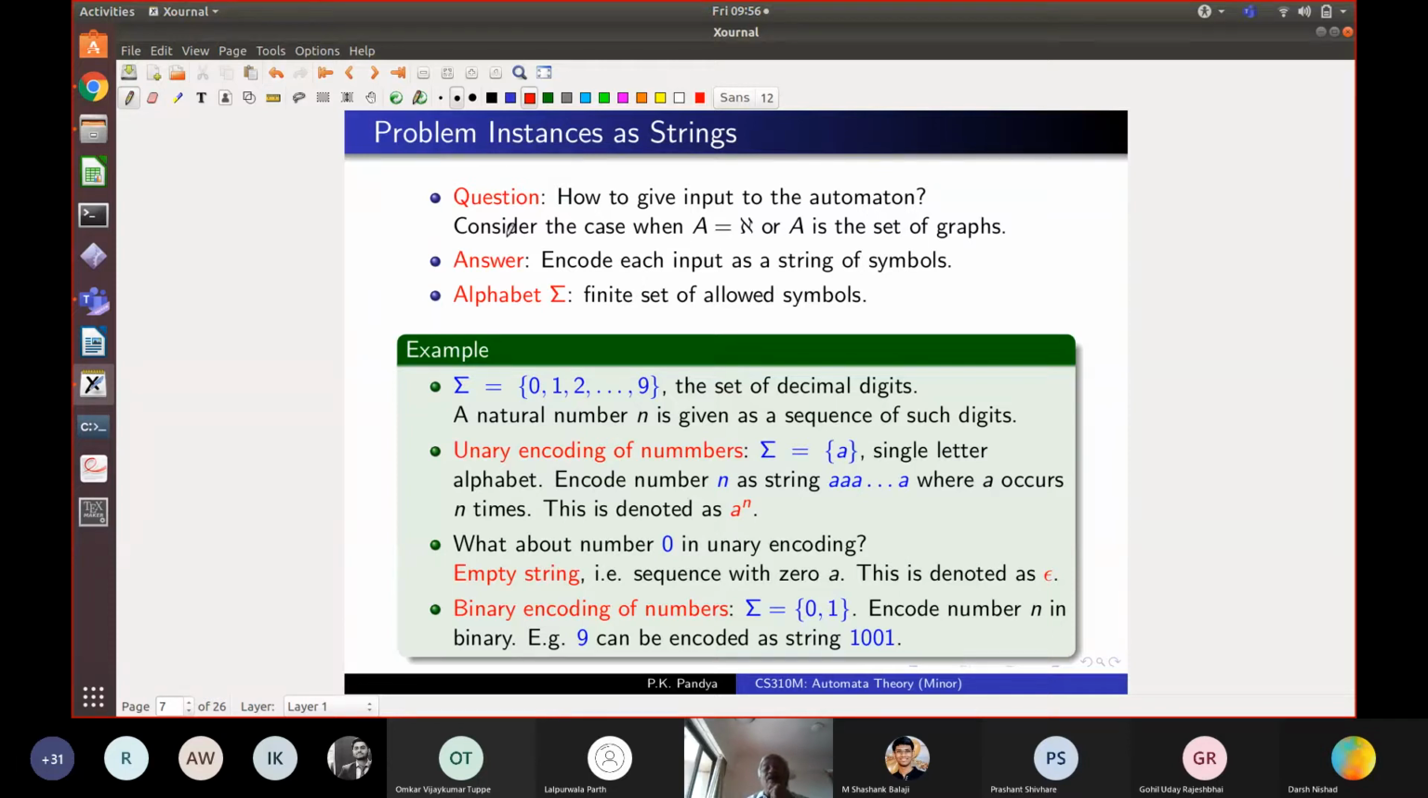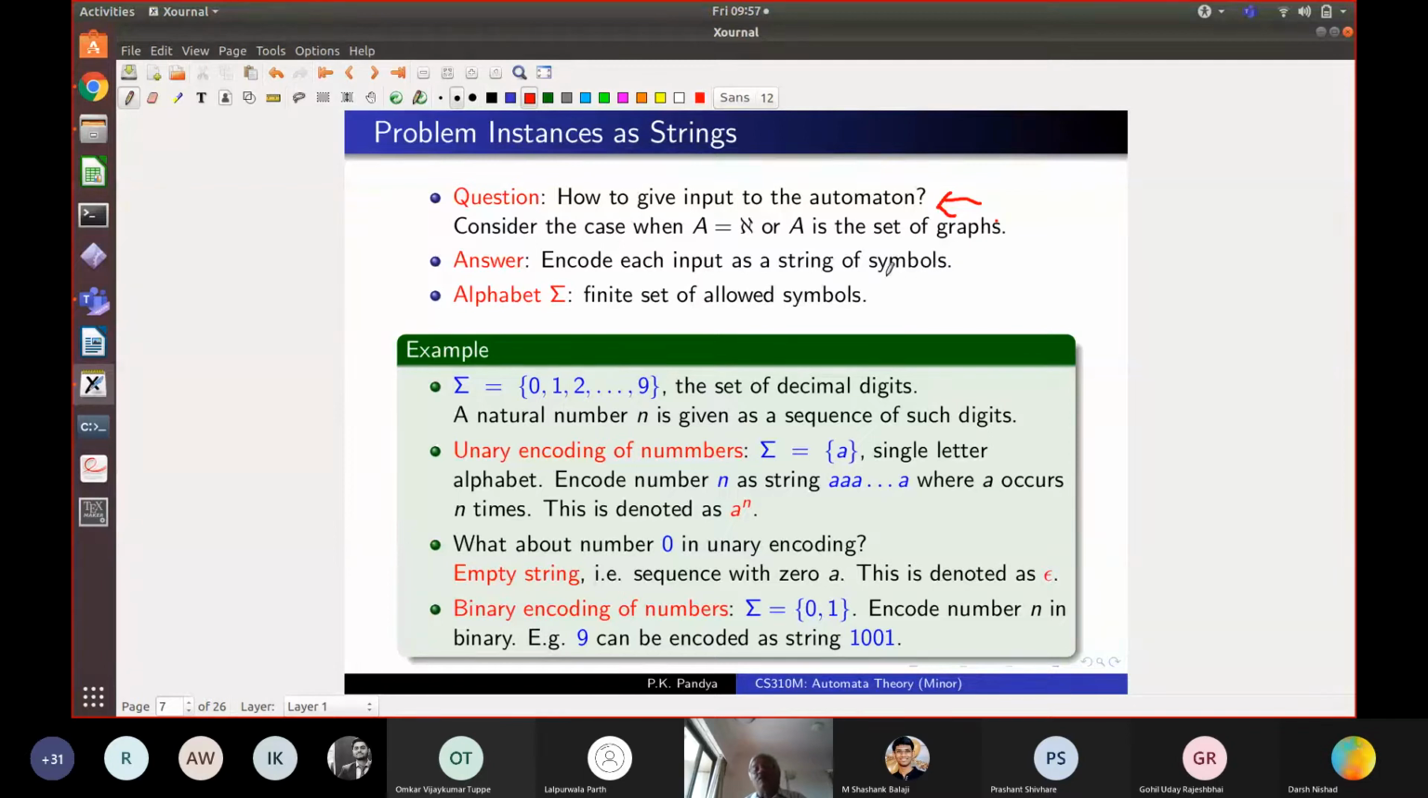Now, one question that arises when we build computers to solve decision problems is how is the input given to the automaton? We cannot give a graph to the computer or a natural number to the computer. We have to encode it in some way so that the computer can read that input, right? So is the question clear to you? And the answer is that each input or each instance or each candidate is encoded as a string of symbols.